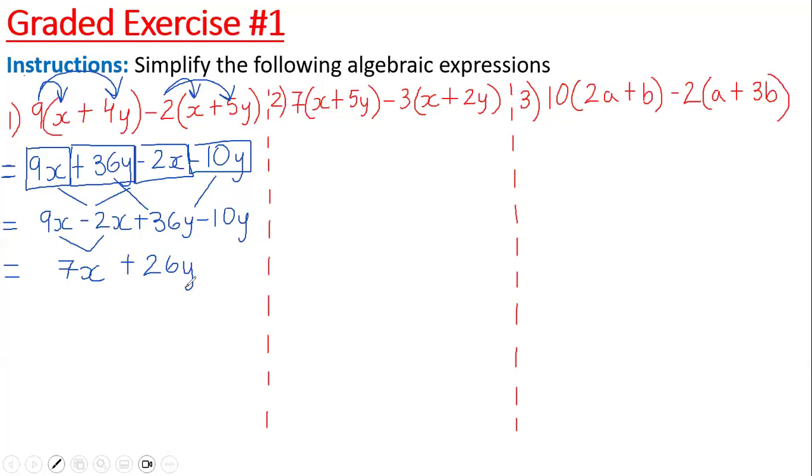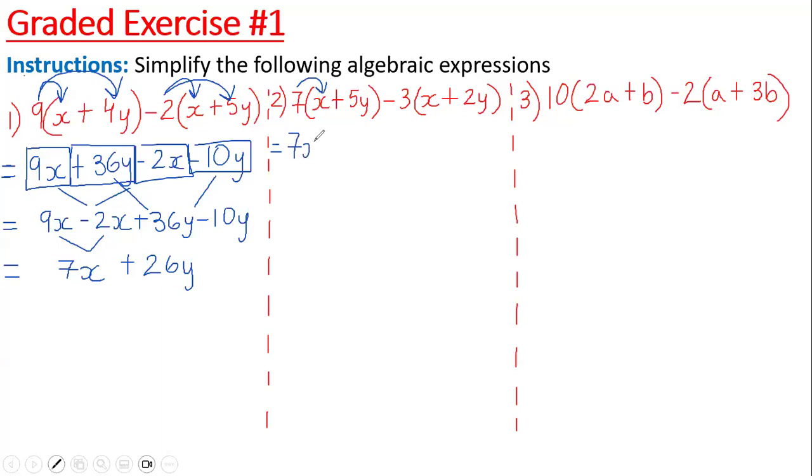Good. Ivan Green, where's Ivan Green? Do you understand how we got 7x plus 26y? Some, but I need one more example. Okay, let's do another one. So, Ivan, what is 7 times x? 7x. 7x, very good.